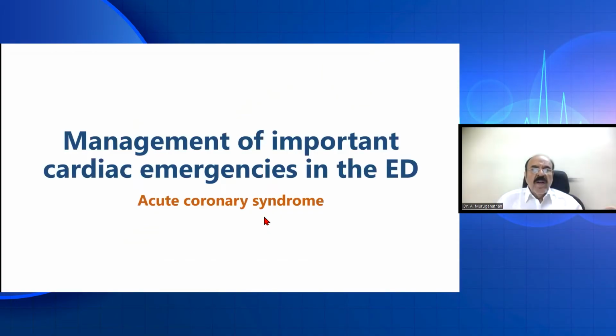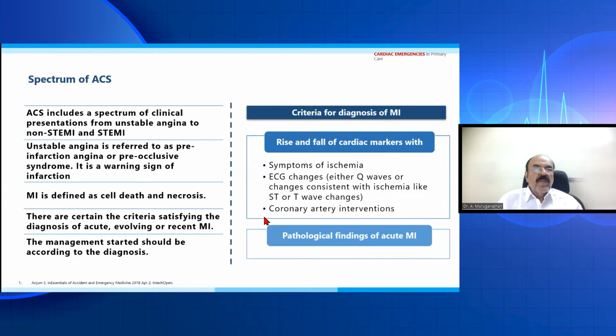The management of important cardiac emergencies in the emergency department, most commonly acute coronary syndrome. Acute coronary syndrome includes a spectrum of clinical presentation from unstable angina to non-STEMI or STEMI. Unstable angina is referred to as pre-infarction angina or pre-occlusive syndrome. It's a warning sign of infarction. MI is defined as cell death and necrosis. There are certain criteria satisfying the diagnosis of acute, evolving, or recent MI. The management should be according to the diagnosis.